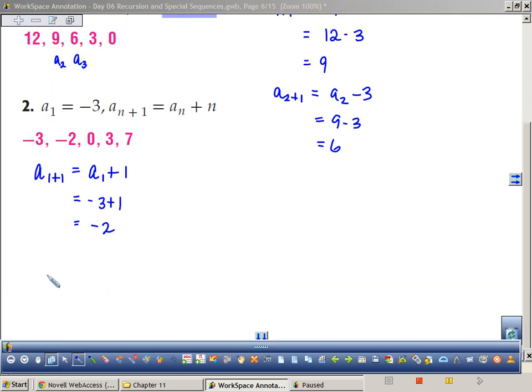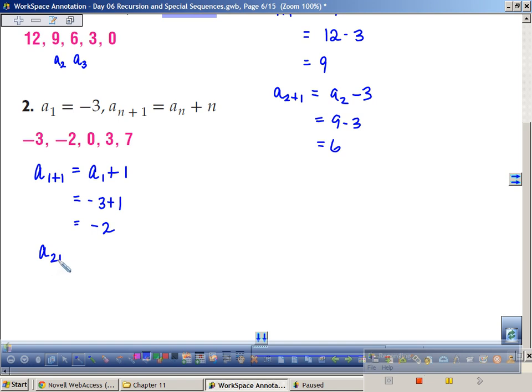Let's do the next one. If I want a sub 3, I would just do a sub 2 plus 1, which is a sub 2 plus 2. Because then n is what I'm substituting in, is 2. So equals, okay.